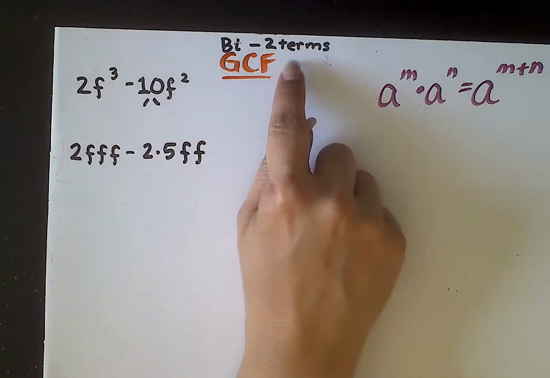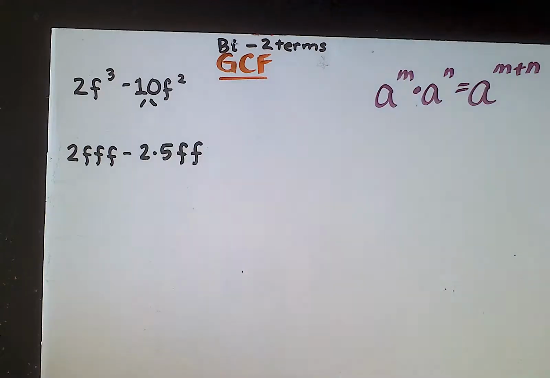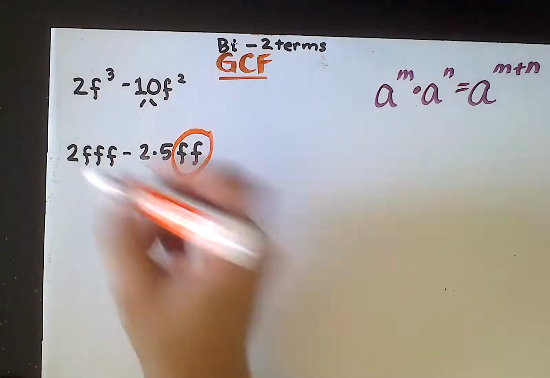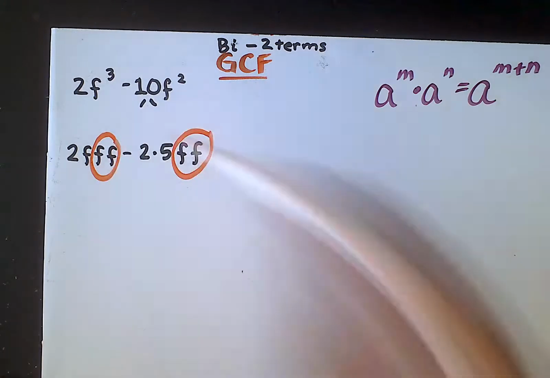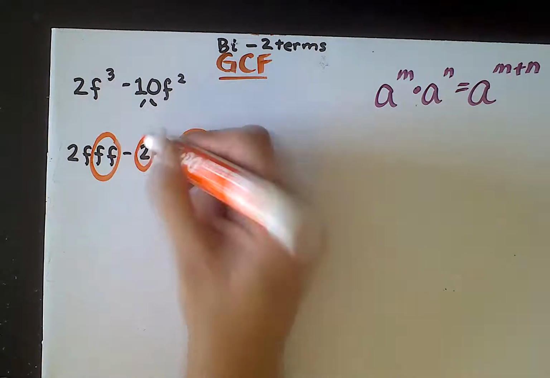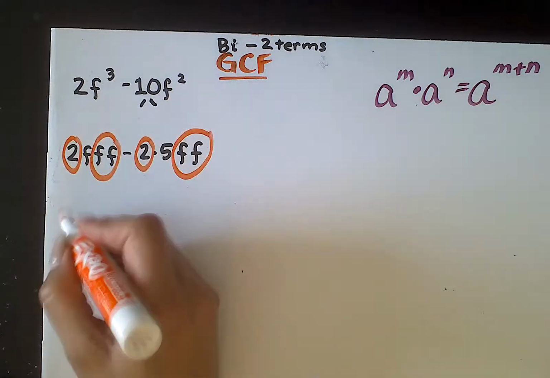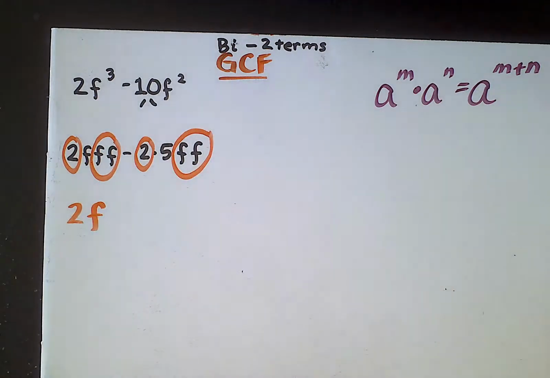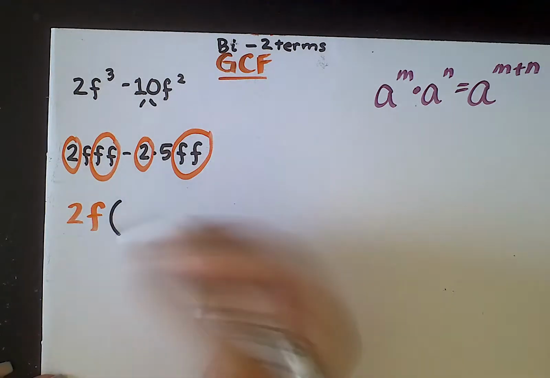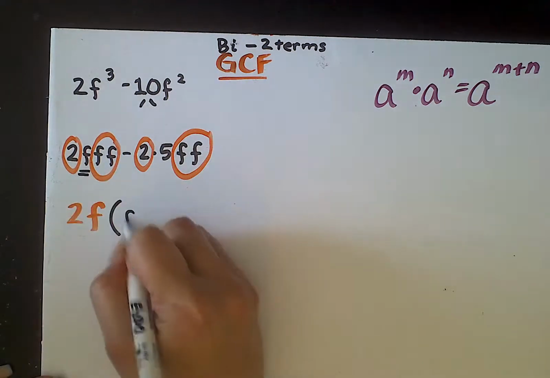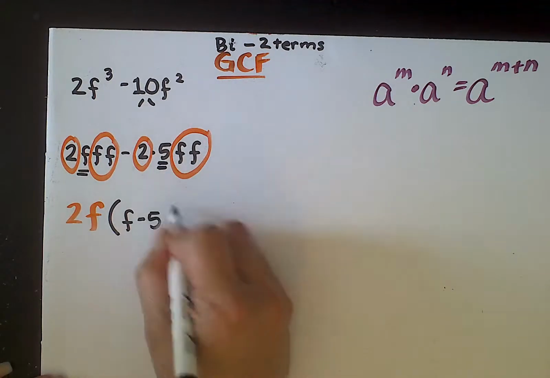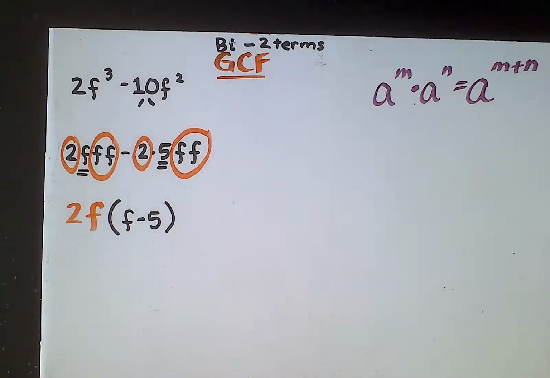Okay, again, I have a binomial. It has 2 terms, so I know inside the parentheses I should also have 2 terms. I see this term and this term both have 2 f's in common, as well as a 2. So that means my GCF in this case is 2f. All right, what's left over? F minus 5.